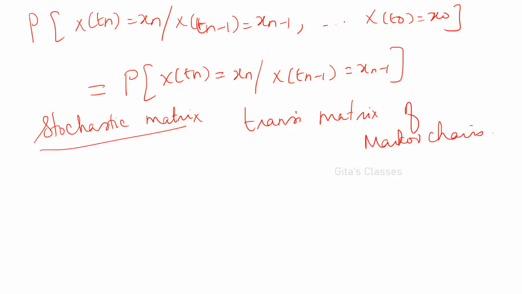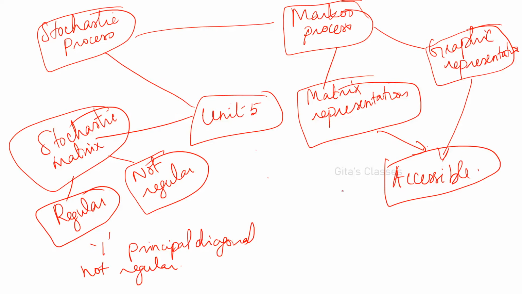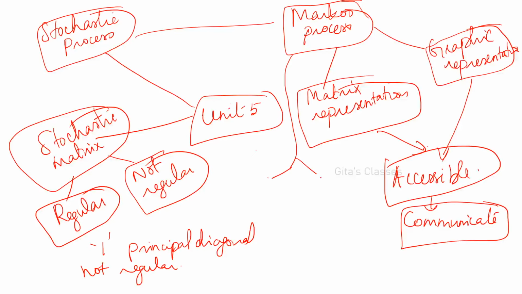And now we study this. After accessibility, it is communication. The states communicate with each other. And from here you can find out whether every state is a recurrent state or a transient state. One is a recurrent state and another one is a transient state. All these things we can find out only for Markov chains.